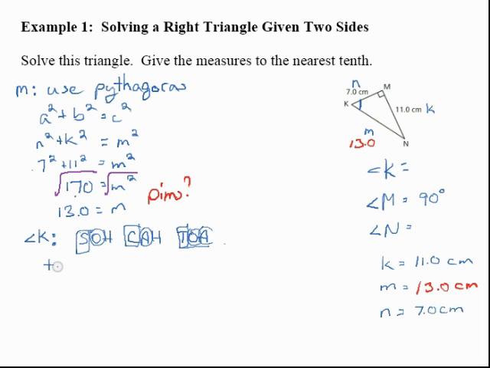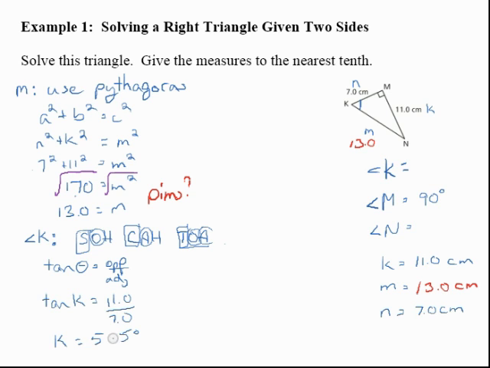So my base equation, tan theta equals opposite over adjacent. Tan K equals 11 over 7. And K equals, that works out to 57.5 degrees. Actually, I'm just going to make sure you don't think that's a 1.